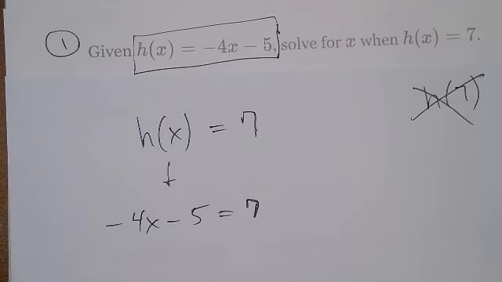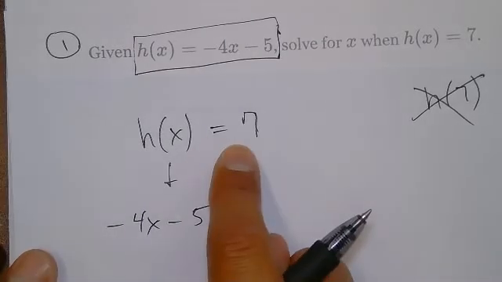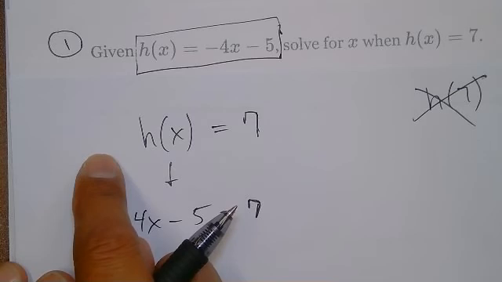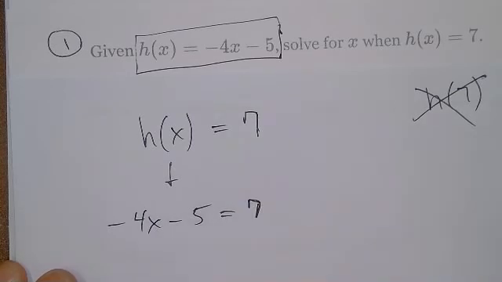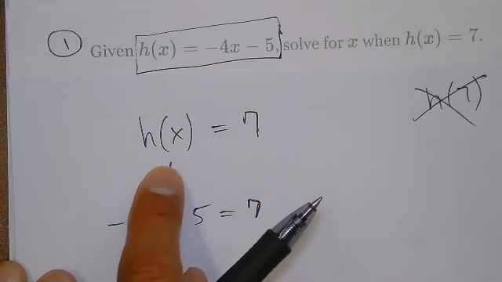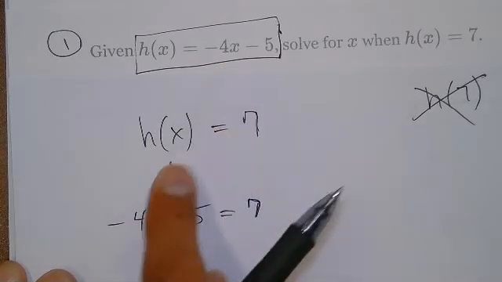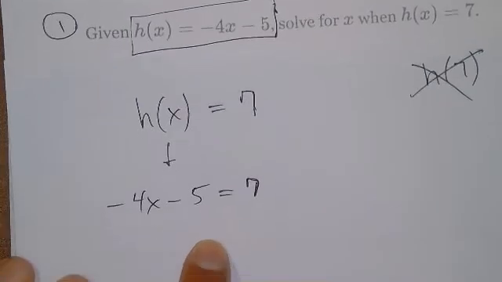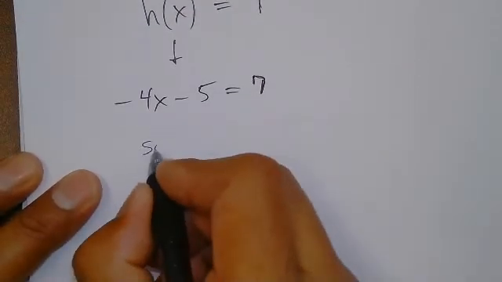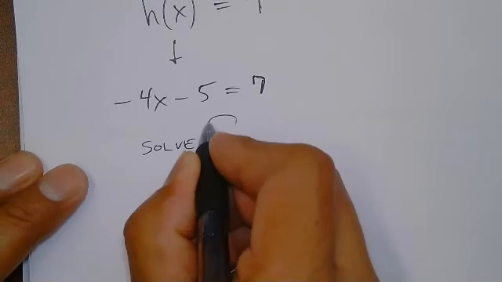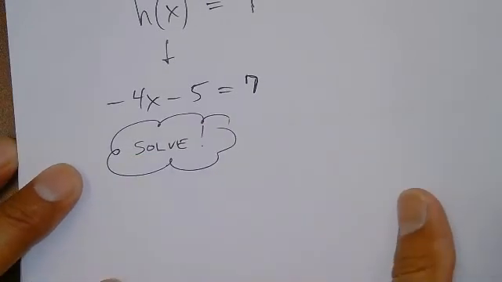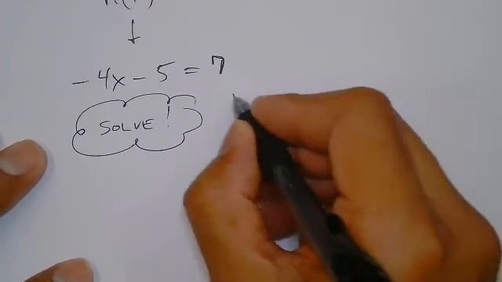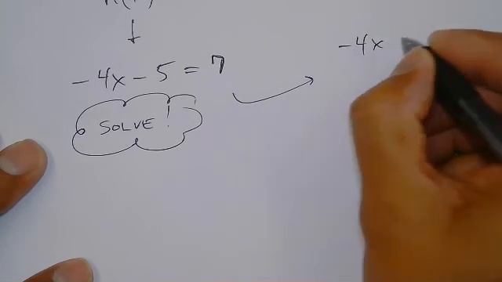Isn't that a little bit like yesterday's? Yeah, it is. But yesterday you had plus 7 or 7 times h of x. That was yesterday. Now there's an equal sign. They want you to put this function, negative 4x minus 5, equal to 7. And then now you got to solve this. Anybody know how to solve that algebra 1 problem, negative 4x minus 5 equals 7? Yeah, we know how to solve this.